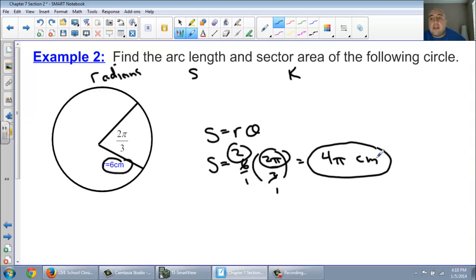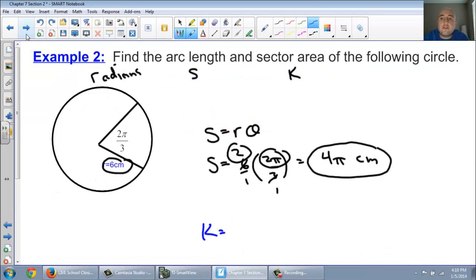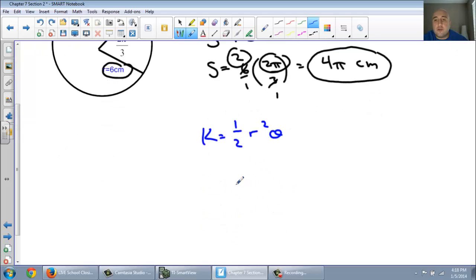Okay. And lastly, let's do K. And if we go back to our cheat sheet here, K is 1/2 times R squared times theta. Oops. K equals 1/2 times R squared times theta. Okay, so let's fill in everything we know. We know 1 over 2 times R squared. R is 6, so 6 squared is 36 times theta, which was 2 pi over 3. Okay, so all I have now is a couple fractions. 2 over 2 cancels. 3 goes into 3 once. 3 goes into 36 12 times. And let's see here.